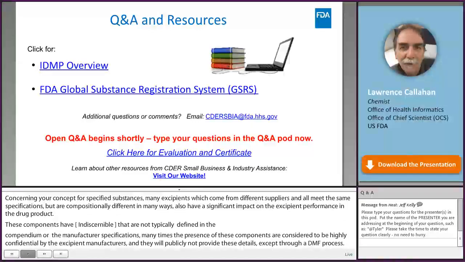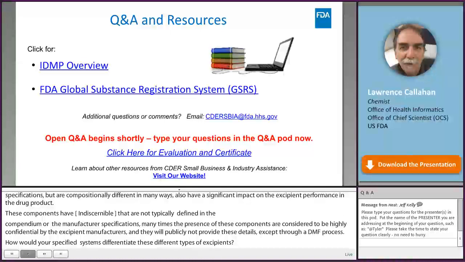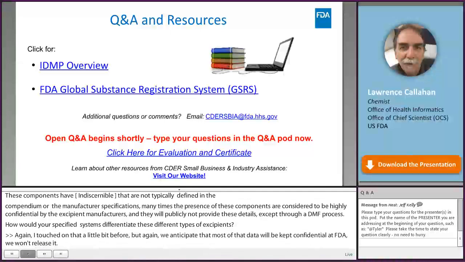Again, I touched on that a little bit before, Ray, but again, at the Specified Substance Group 1, we anticipate that most of that data will be kept confidential at FDA, that we won't release it. Whether the ingredient is listed or not, that's really up to the company. If they feel it's necessary to list it in a label, they certainly can. For certain dosage forms, it's required that you list all the known ingredients, like for injections. For tablets, it's not.